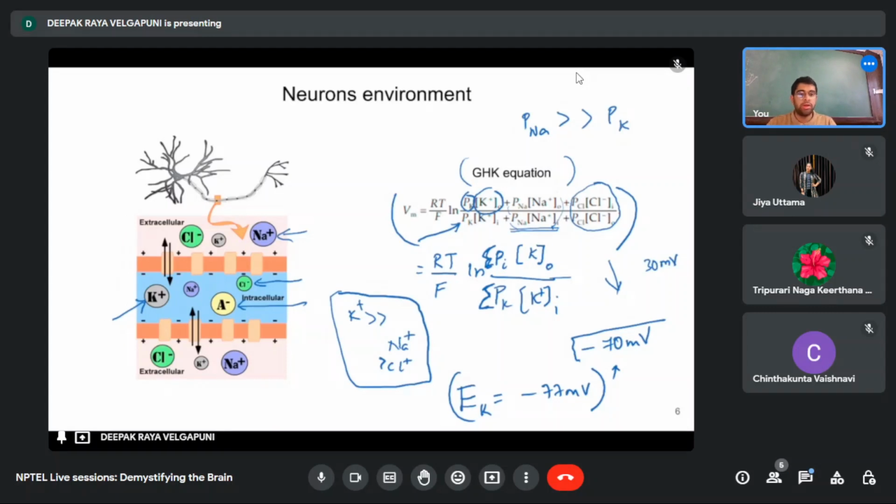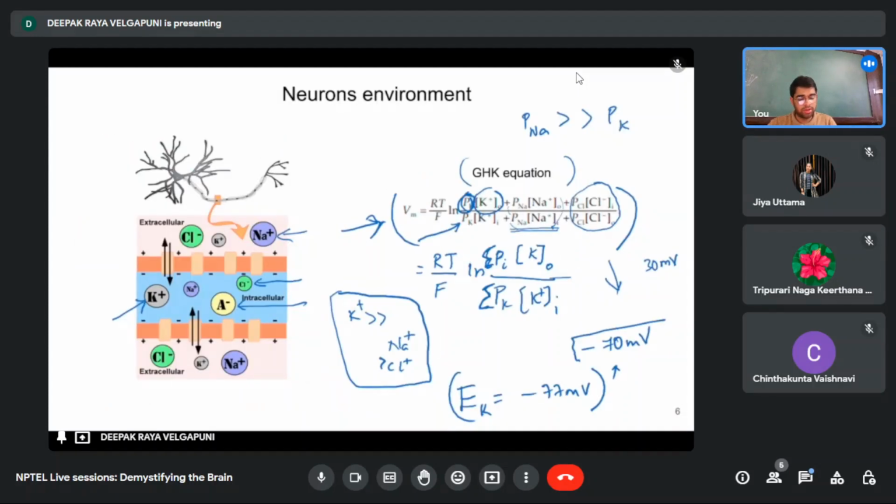So in any problem, if they ask for different concentrations and what the resting membrane potential is, you can use this equation, given that they give the permeabilities of different ions. This is how you solve some problems related to membrane potential. So, any doubts here? Okay.